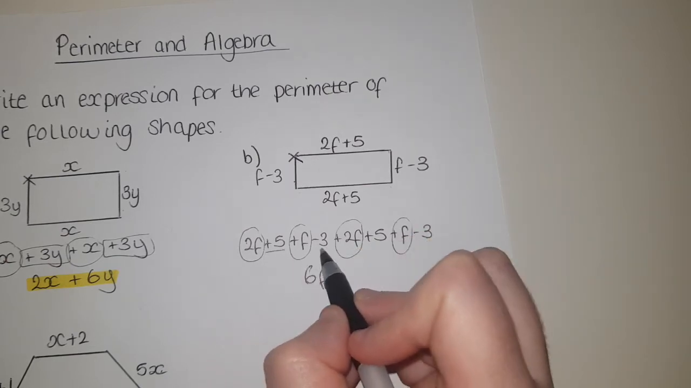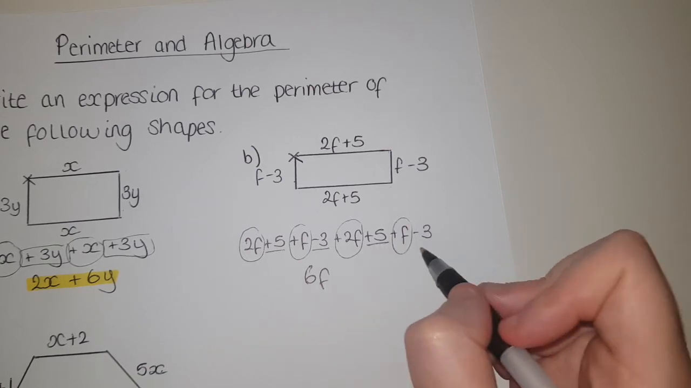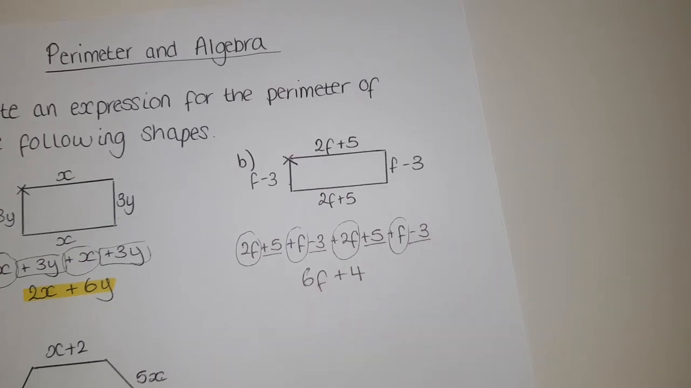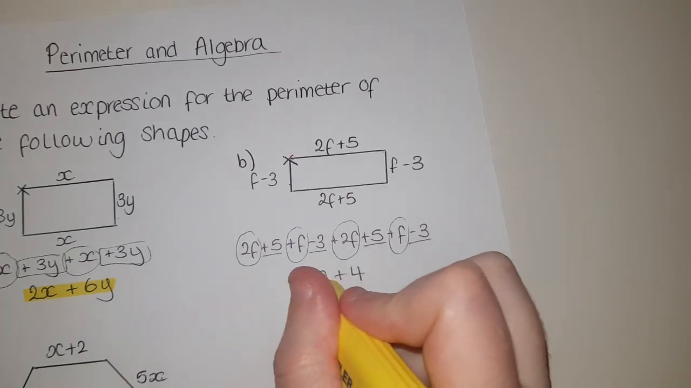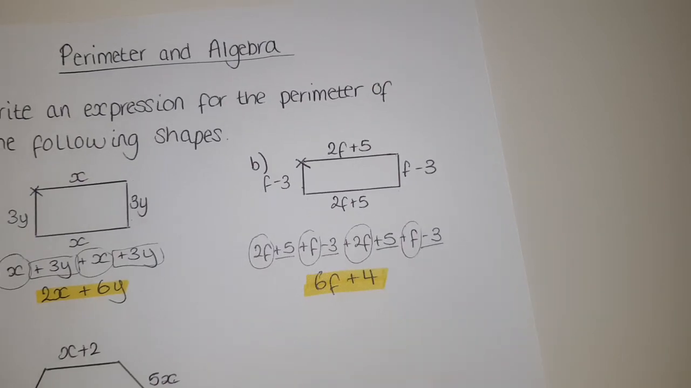I've then got 5, subtract 3 gets me to 2, plus 5 gets me back up to 7, subtract 3 gets me back to 4. It's a positive 4, so I put 6f plus 4. I can't make it any tidier than that because one of those terms has a letter in it, the other one doesn't. And that's it. That's my expression for the perimeter.